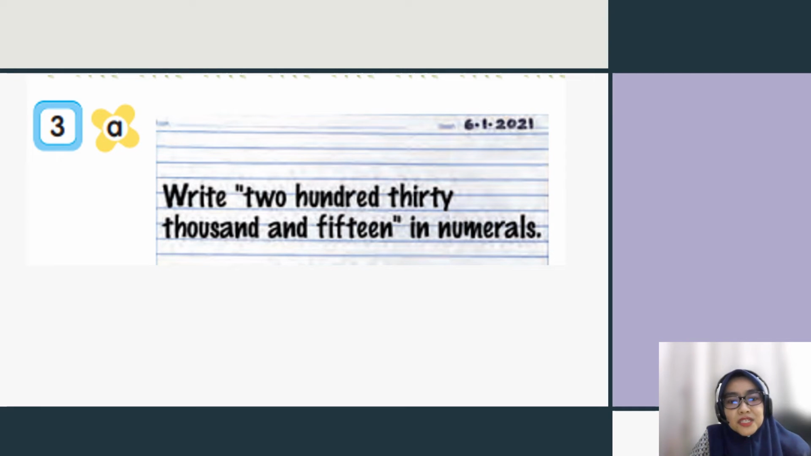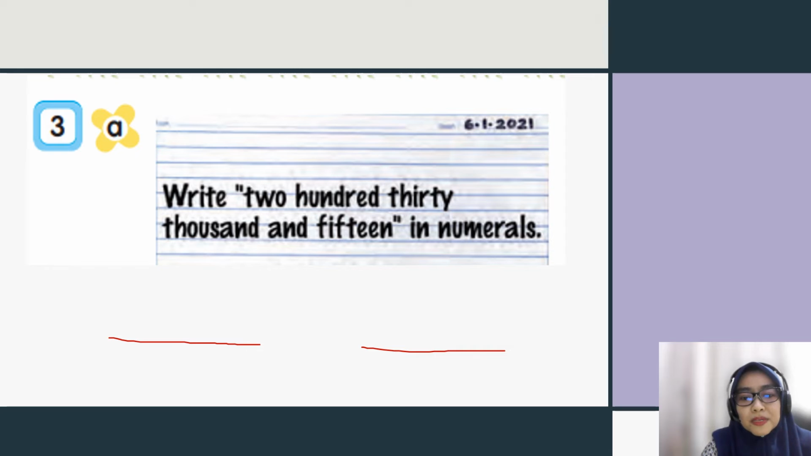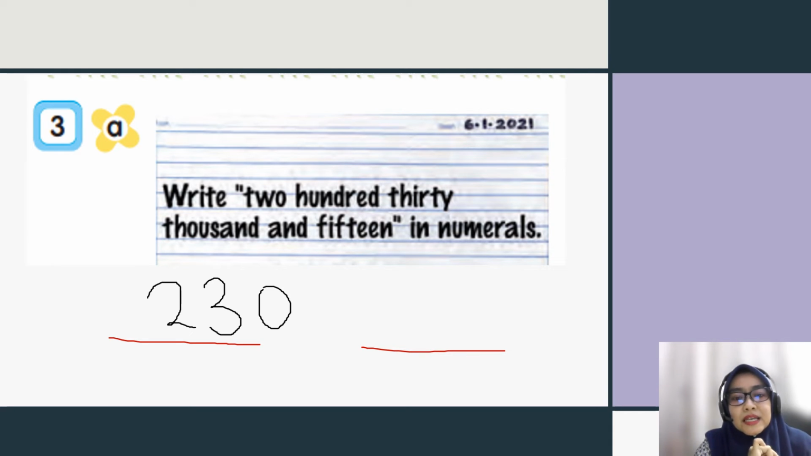Okay, next, let's write this in numerals. The number is given in words, and we write it in numerals. So we have part 1 and then part 2. Part 1 is 230,000. Then and 15. We don't have hundreds here, so we write 0, and 15. We have 15 for the second part. So this is the number in numerals.